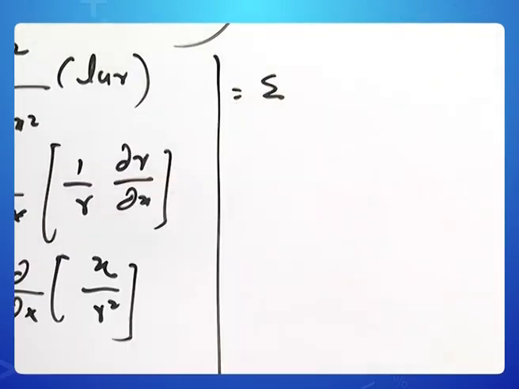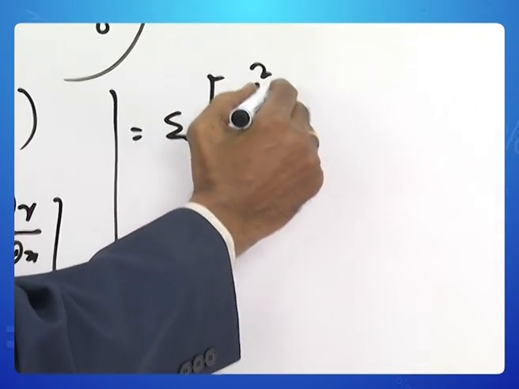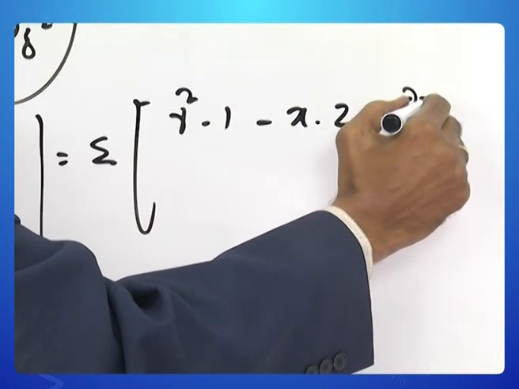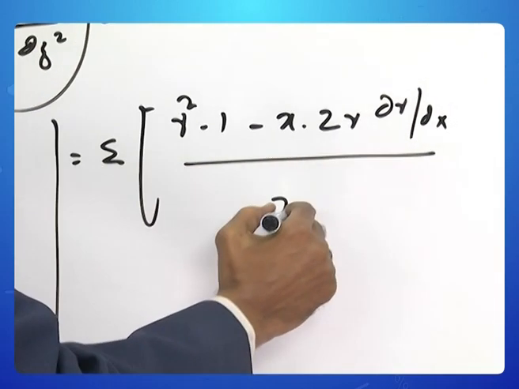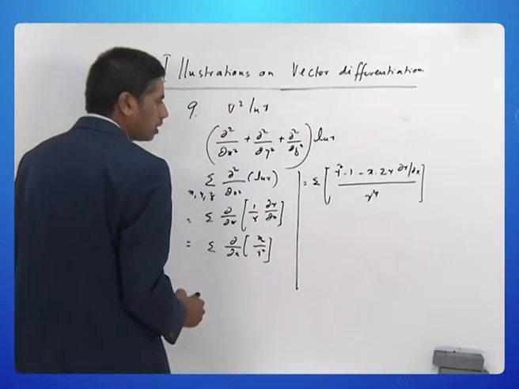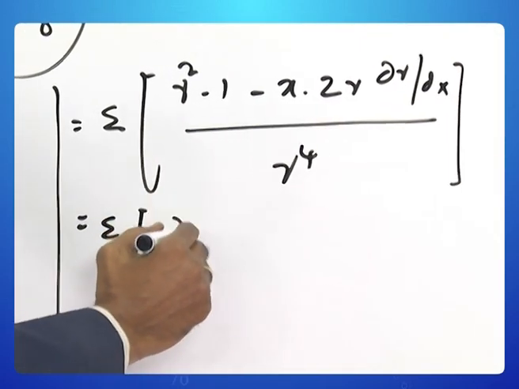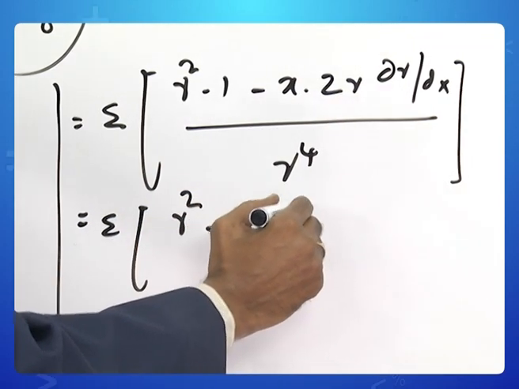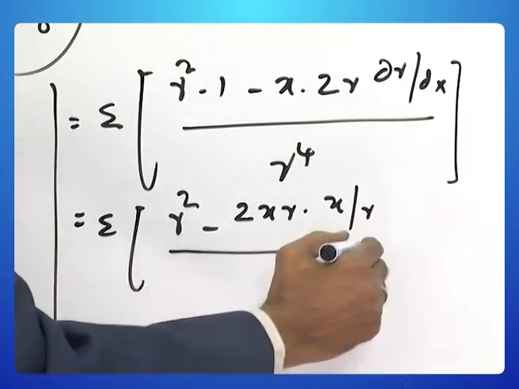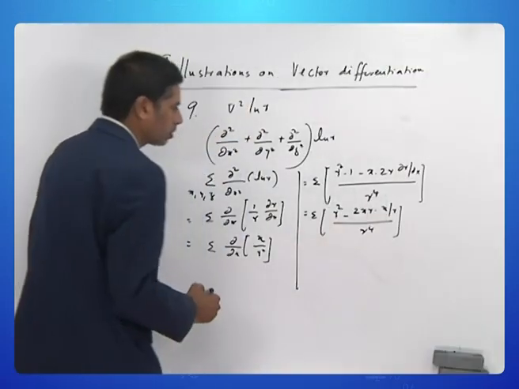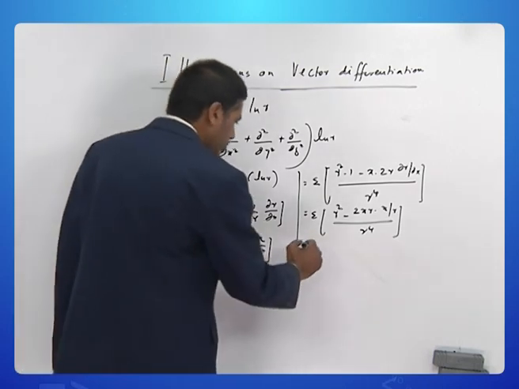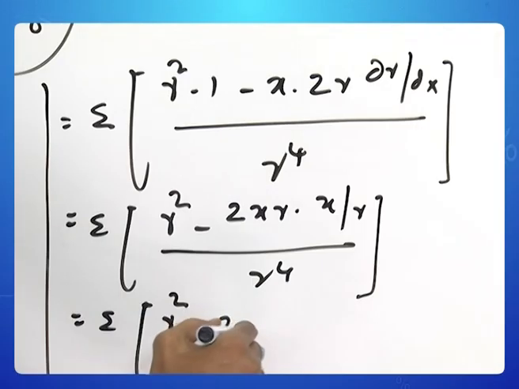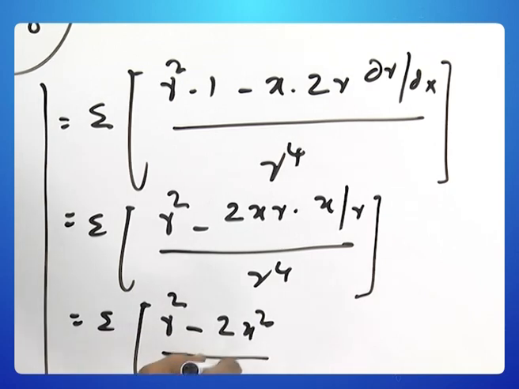So this is nothing but summation r square into 1 minus x into 2r dou r by dou x divided by r power 4. So this is summation r square minus, again this is x by r, so you will get 2xr into x by r divided by r power 4. So this becomes summation r square minus 2x square by r power 4.